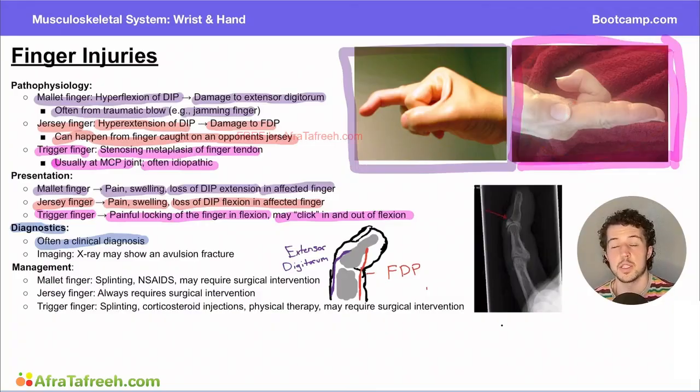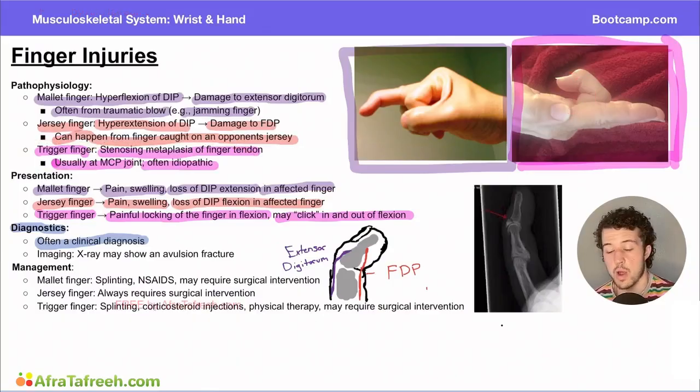Now, the other pathology we talked about common at the metacarpophalangeal joint is a Dupuytren contracture. But again, this is going to be a puckering of the skin that causes a subtle contracture of the finger. Trigger finger, or stenosing tenosynovitis, will cause this painful locking of the finger in flexion.